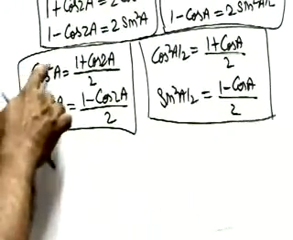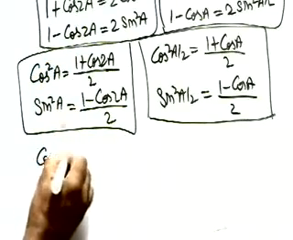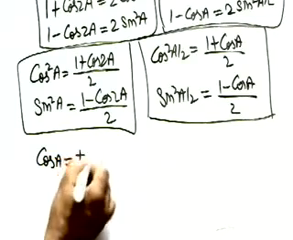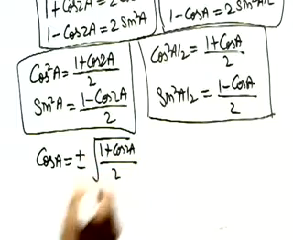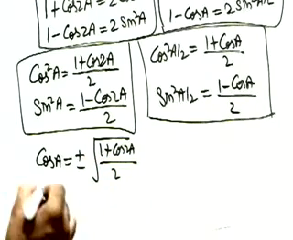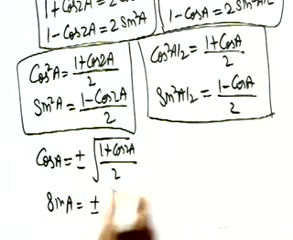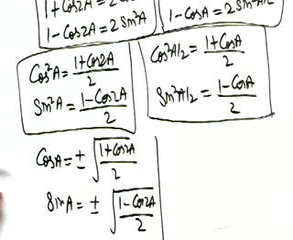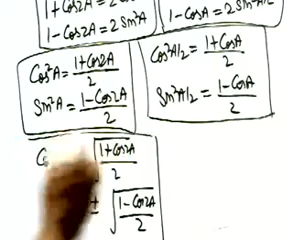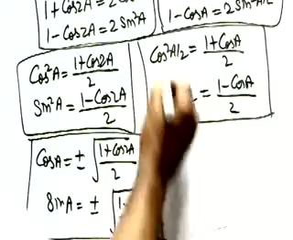One more formula we can derive here. If you take the square root from here, it will be plus or minus under root. So lastly, cos A equals plus or minus under root of 1 plus cos 2A by 2. In the same way, sin A equals plus or minus under root of 1 minus cos 2A by 2. The plus or minus sign depends upon the quadrant in which they lie.